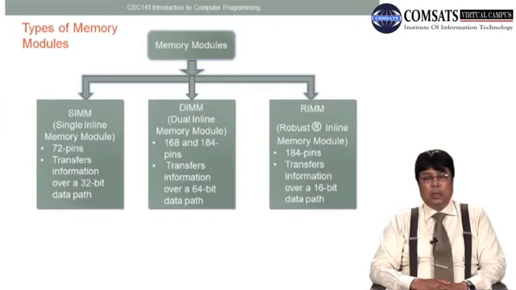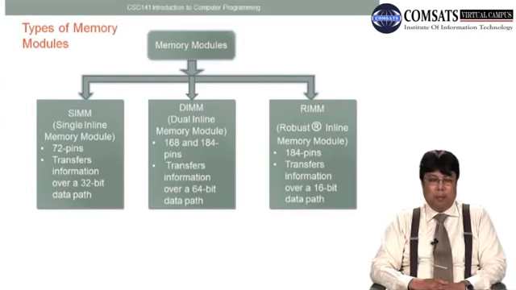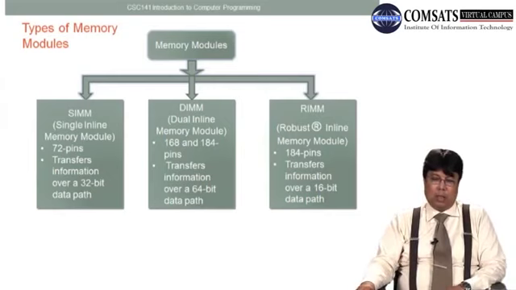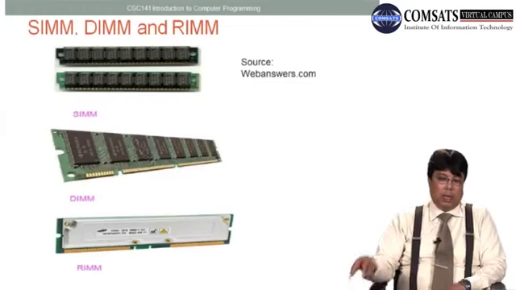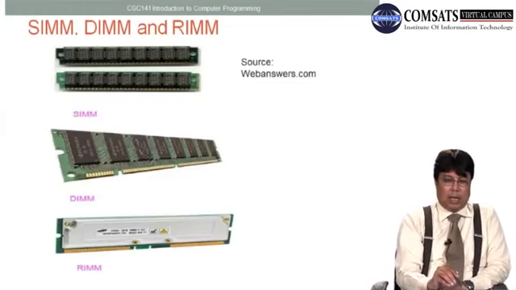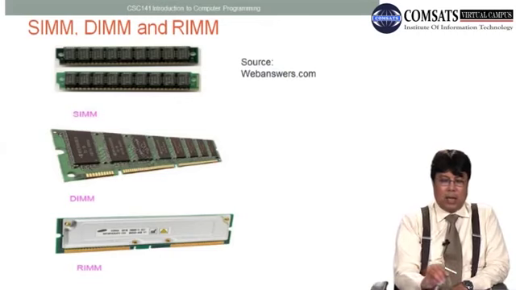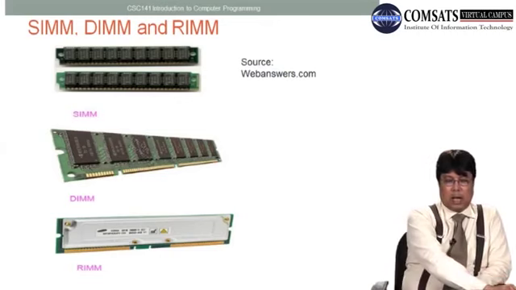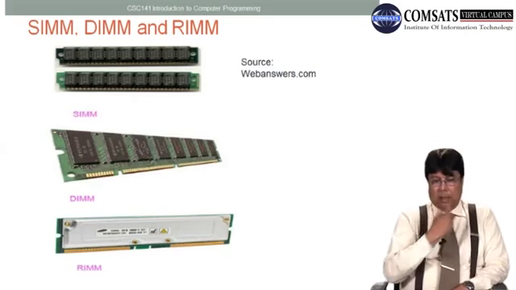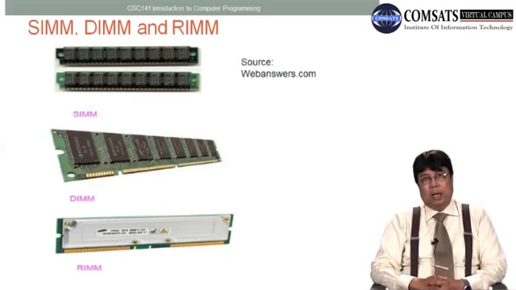Then we have a dual inline memory module called DIMM. Now the number of pins is 168 to 184, and it transfers the data on a wider data path, that is a 64-bit data path. So once again, if you see a DIMM, it has pins on both sides, this side as well as the opposite side of this DIMM, which basically provide the path for the data transfer.